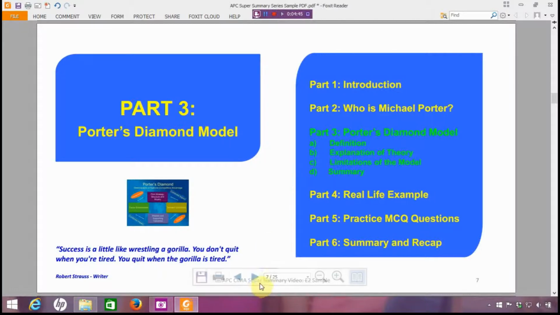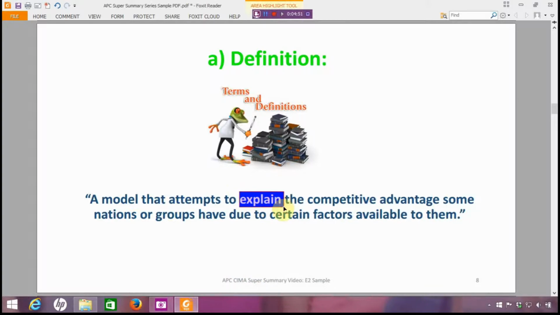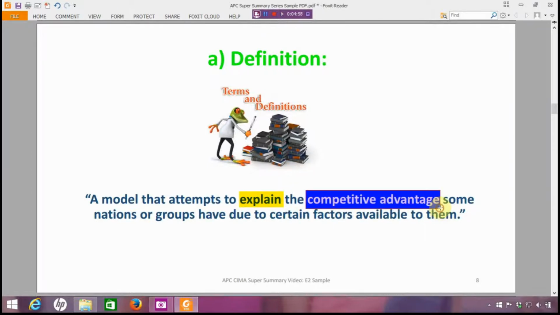So, in terms of the definition of the model, what Porter is trying to do is to explain how particular nations have some form of comparative competitive advantage over other nations. If you think about perhaps the German car industry as an example and its development over the last 100 years, why is it that Germany has such a plethora, such a large number of premium car brands? Was that luck? What was in play?